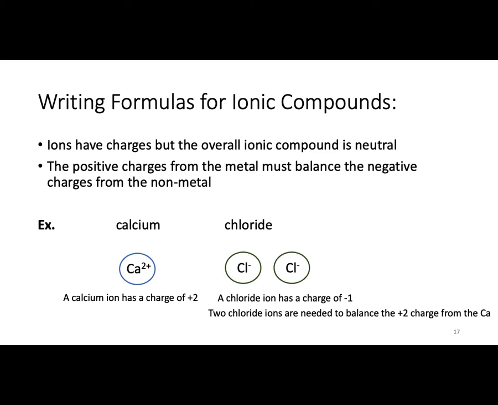So now our formula tells us how many of each ion we have. So we have 1 calcium and 2 chlorides. So our formula is CaCl2. So notice there's a little 2 telling us there's 2 chloride ions.